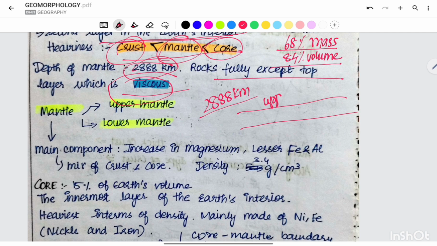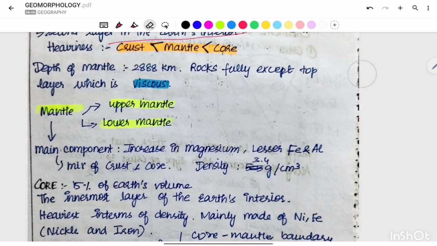So we have the upper mantle and then we have the lower mantle as well. The lower mantle is full of rocks, and it is 2,888 kilometer. It is full of rocks except for the upper layer, which is viscous. Mantle is of two types. First is going to be the upper mantle and then we have the lower mantle.